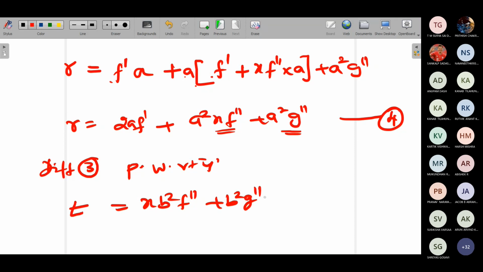Take this as equation number 5. Anything you can substitute again? If you take a square outside here, you can substitute this by t by b square. That is only one thing you can do, but still f dash is remaining, so you have to find the value of f dash. So what else can we do?